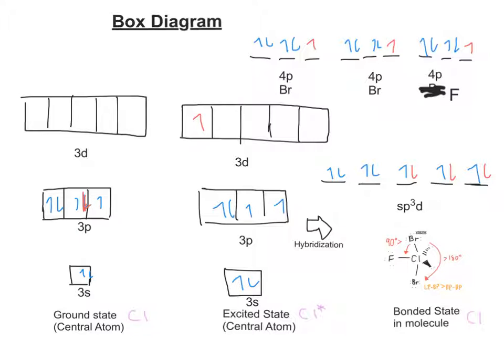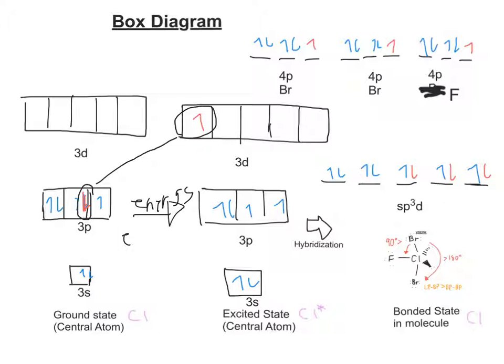Next, we can go over the box diagram for ClBr2F. First off, we have the ground state of our central atom, which is Cl, and we can see that it has 7 electrons, so it goes to 3p. But in order to get it to its excited state, we will have to add energy, and then we will also have to promote this electron right here to 3d. This is essential for hybridization.